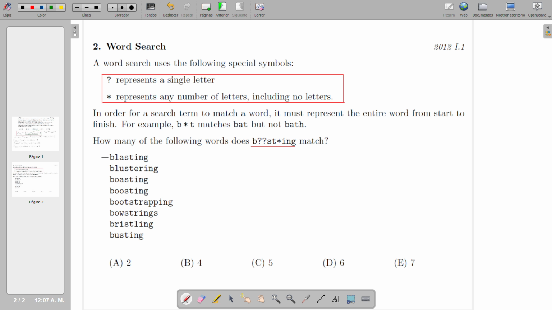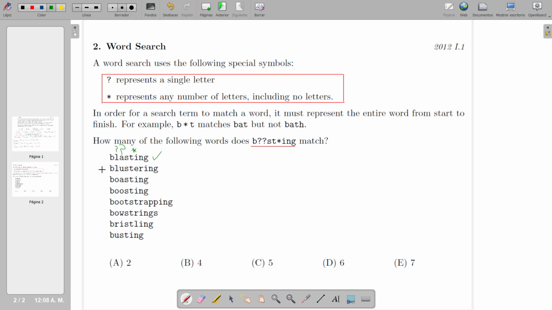So we have blasting as the first word, and L and A can be, according to the rules, substituted by question marks, and between T and ing we have nothing, and this also could be represented by an asterisk, because an asterisk could represent no letter. So blasting meets the criteria.